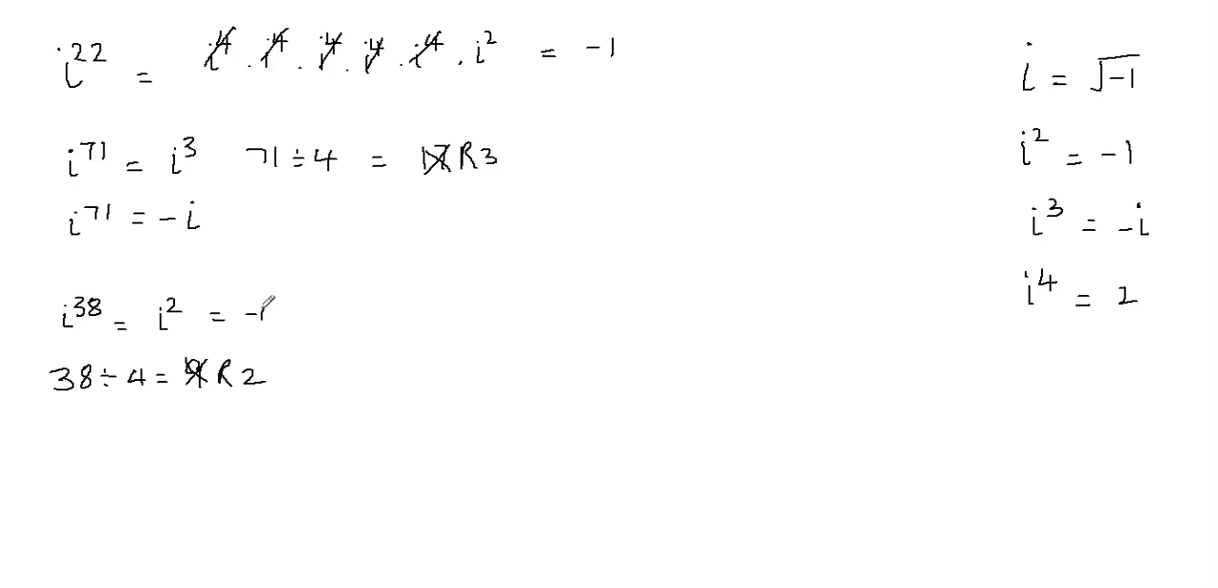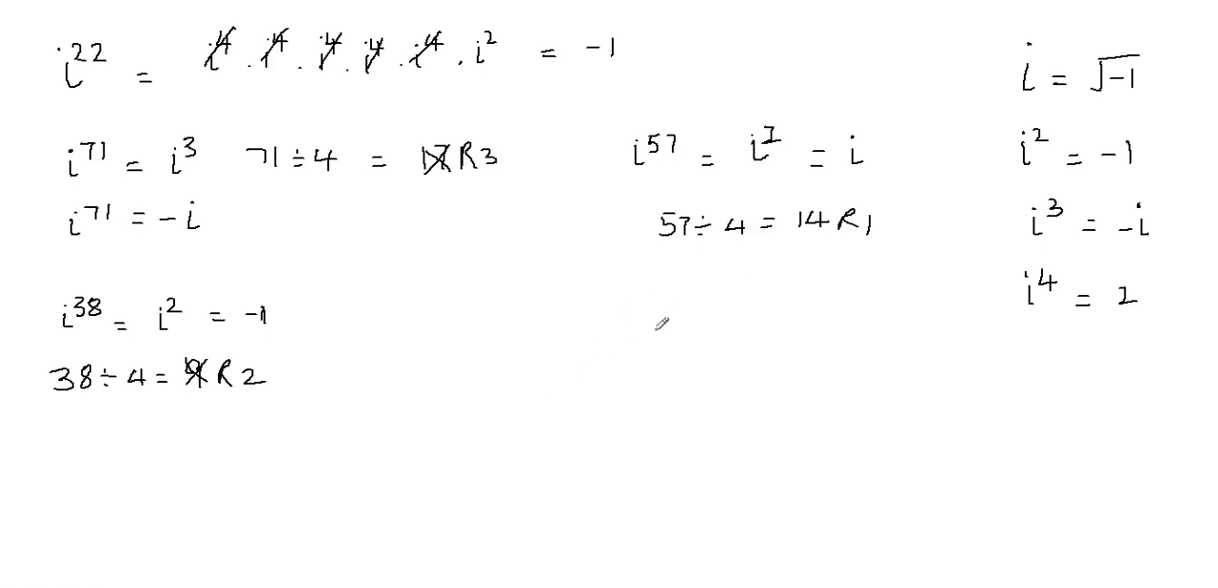Now let's try another example. Let's say I have i to the power 57. So we're going to divide our exponent 57 by 4. 57 divided by 4 is equal to 14 with a remainder of 1. I only need to focus on the remainder. This remainder is going to be my exponent of i. So I can rewrite i to the power 57 as i to the power 1 because my remainder is 1. So I got i to the power 1, and i to the power 1 is equal to i.